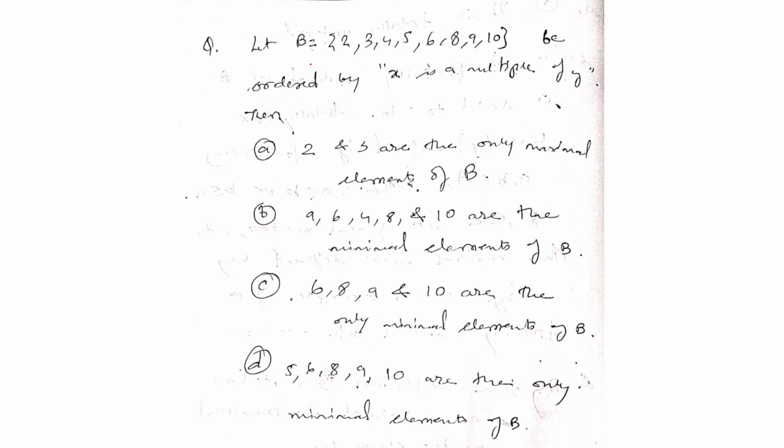So the next question is, let B consisting of this set 2, 3, 4, 5, 6, 8, 9, 10 be ordered by x is a multiple of y. Then which of these options is correct? Option A, that is 2 and 3 are the only maximal elements of B. Option B, that is 9, 6, 4, 8 and 10 are the minimal elements of B. Or C, that is 6, 8, 9 and 10 are the only minimal elements of B. Or D, that is 5, 6, 8, 9, 10 are the only minimal elements of B. So solve it. It is a similar question and let me know the answer.